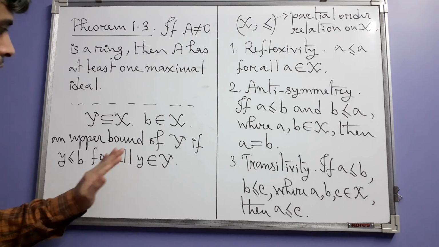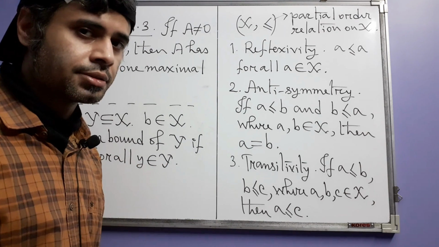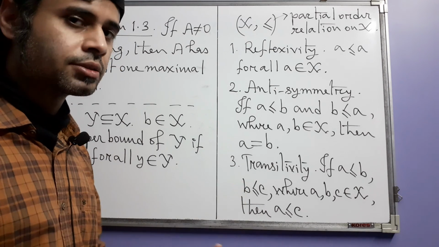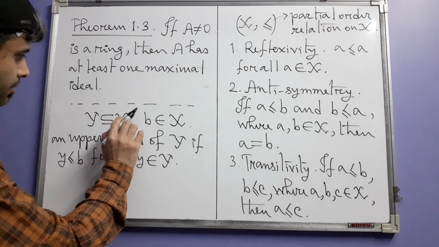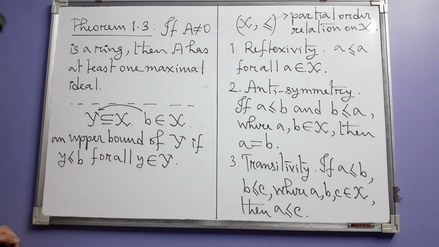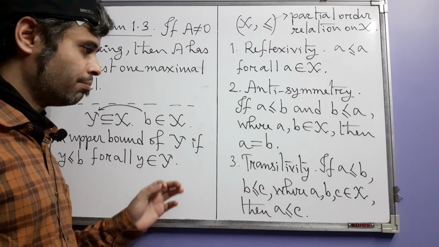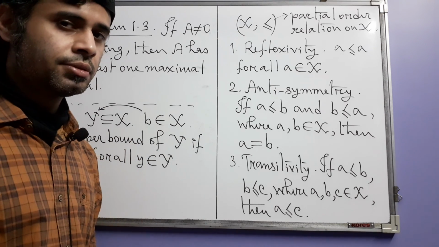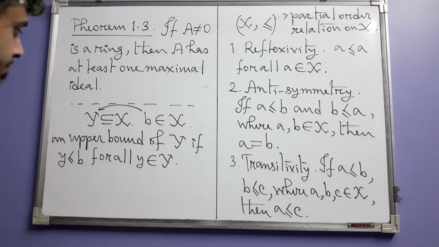So that's the notion of an upper bound, which is exactly like what you know from analysis, upper bounds of sets of real numbers. Note that this B may or may not belong to Y. If it belongs to Y, then it will become the maximum element of Y. Maximum element, okay. So this is one thing.